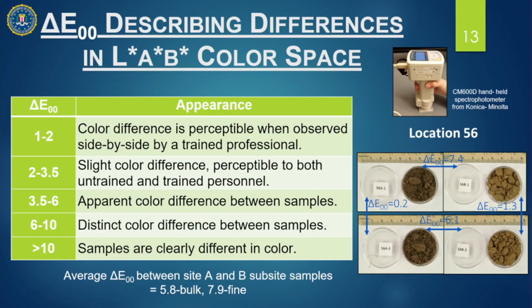But now if we compare site A to site B, those colors are quite different by eye, and that is captured in the value of the delta E. And so we can use this delta E value as essentially a threshold in which we can say that two colors or two soil samples look indistinguishable.